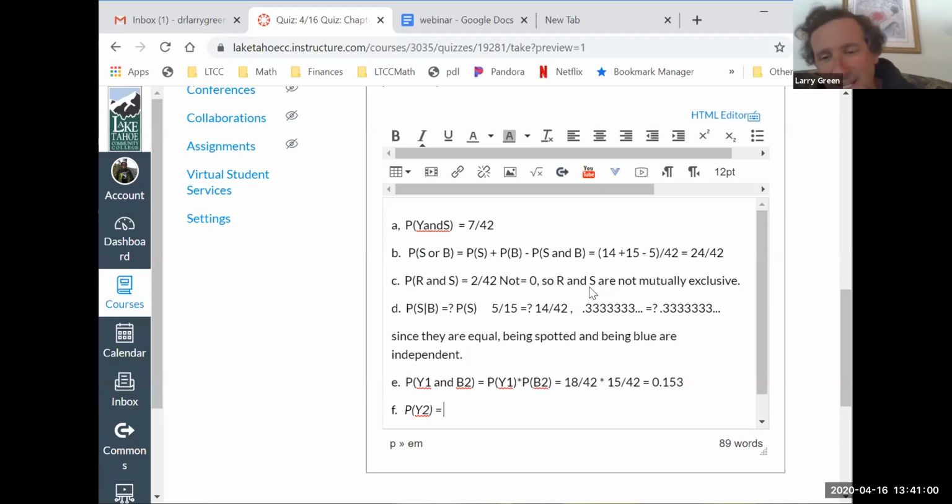Okay, this is a little tricky. So we want to find the probability the second one is yellow. If I just say that, are there any marbles that you can rule out? You can think of the marbles as 1 through 42. Are any of those ruled out? Are there any that you know of that you can actually specify? And the answer is no. So there's actually 42 different possibilities. So it's going to be 18 over 42.